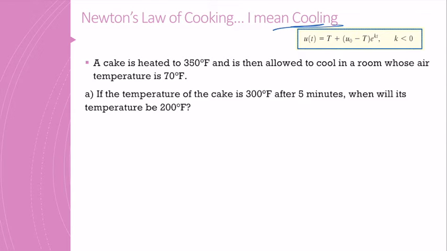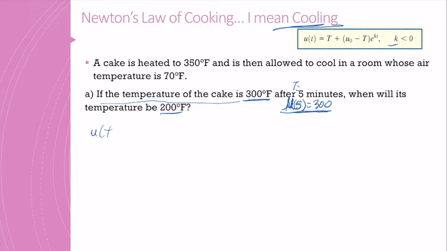So let's say a cake is heated to 350 degrees Fahrenheit and then allowed to cool in a room whose air temperature is 70. If the temperature of the cake is 300 degrees Fahrenheit after 5 minutes, so U of 5 is 300, when will its temperature be 200? So the first thing I'm going to do is use this information to solve for k.